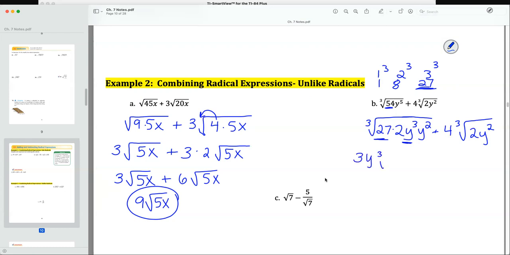So outside of the radical, I have 3y times the cube root of whatever's left. We have 2y squared left, which works out perfectly because the other one is the cube root of 2y squared. So now we have 3y times the cube root of 2y squared plus 4 times the cube root of 2y squared. So they share these common things. Only thing with these is they're not like terms.